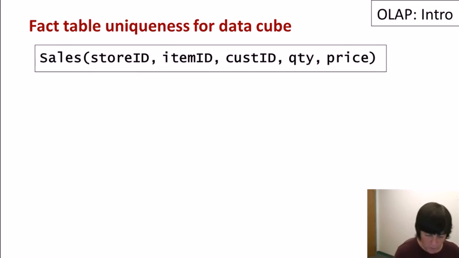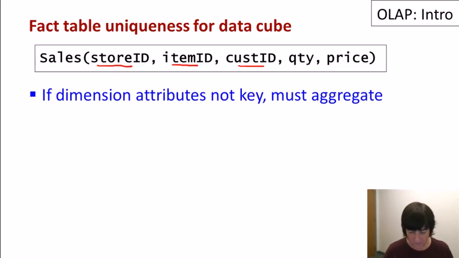So as we saw in the cube, we have one cell in the cube for each combination of store ID, item ID, and customer ID. So if those three together form a key, then it's very straightforward. If the dimension attributes together don't form a key, then we might be pre-aggregating already inside the data cube.